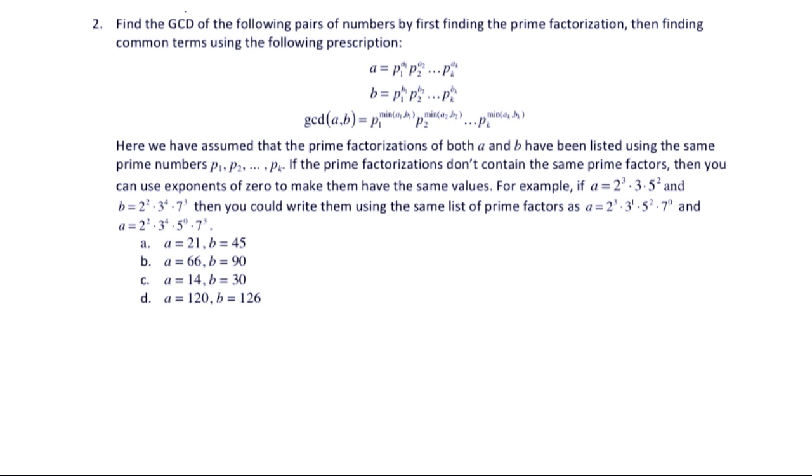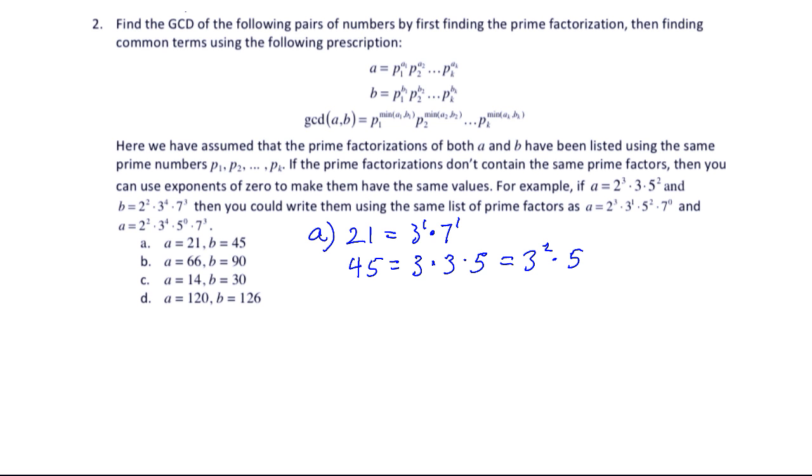Okay, well, enough of that. Let me show you the solution here. I'm going to write out prime factorizations for all these numbers. So in part A, 21 is 3 to the 1 times 7 to the 1. Okay, 45 is 3 times 15, which is 3 times 5, which is 3 squared times 5 times 7 to the 0. And 21 is 3 to the 1 times 5 to the 0 times 7 to the 1.